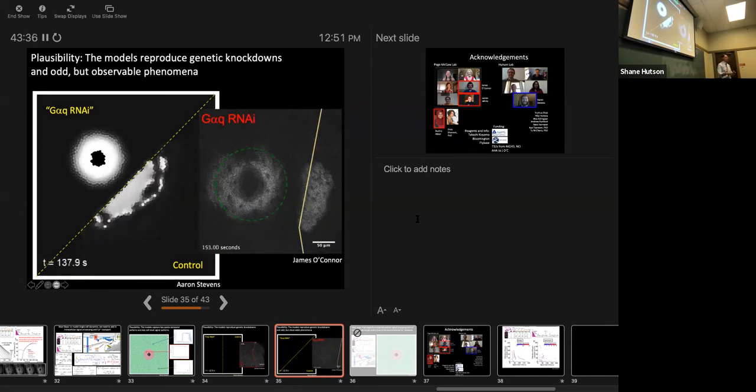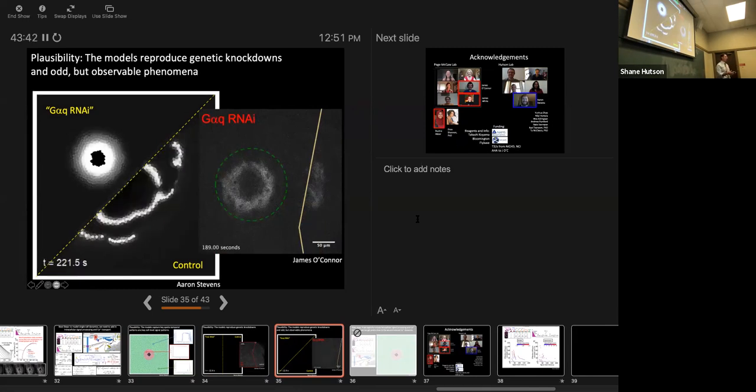So I think at this stage, I'm happy with the model structure. I really like the fact we can do these in silico knockouts and they work correctly. We're sort of in parameter tweaking and making sure we've included everything that we need to match the experiment.